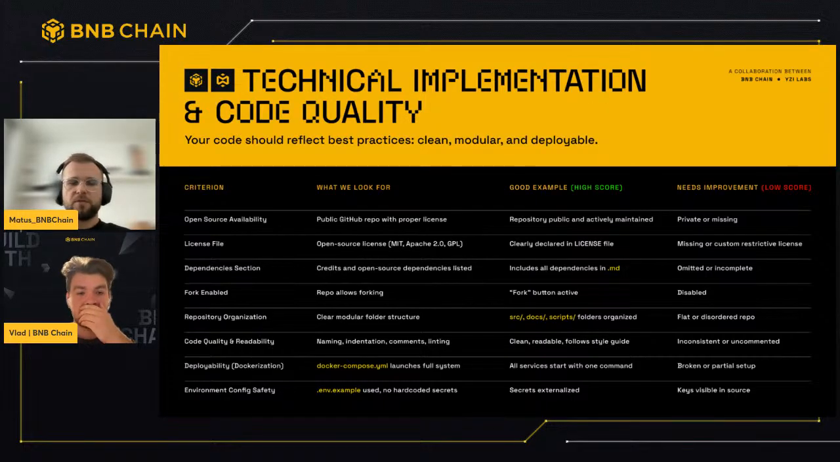Another thing is deployability, or how to deploy. If there are scripts to help deploy your app and everything like that, all these kinds of things are very, very important.